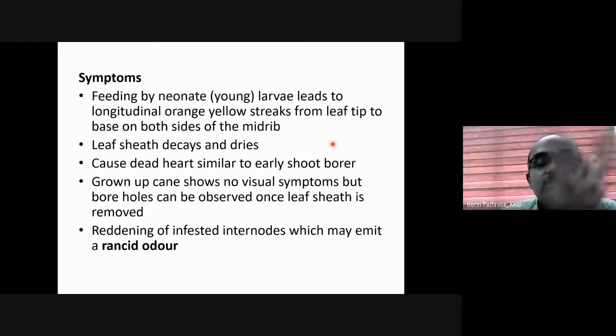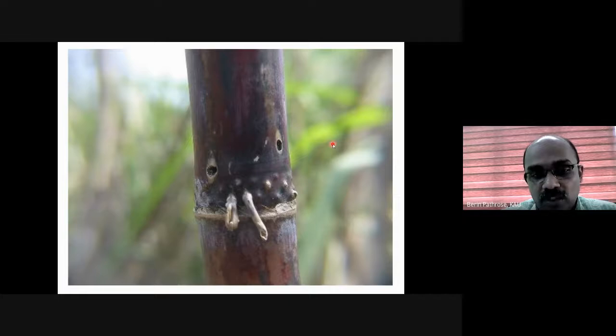But if you remove the leaf sheath, we can see the bore holes, and it will lead to the reddening of the internode along with the rancid odor. So you can see the bore holes on the stem. That's the only thing which we can see.